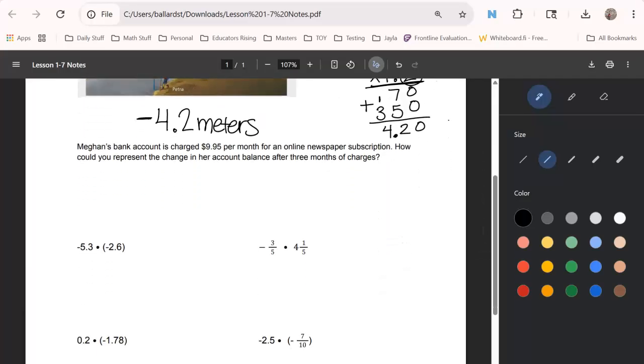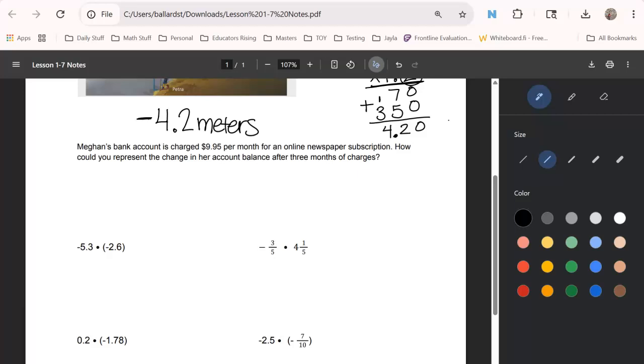Okay, let's do another one. It says, Megan's bank account is charged $9.95 per month for an online newspaper subscription. So that's money that she has to pay. That's money that leaves her bank account every month, $9.95 for this newspaper subscription.